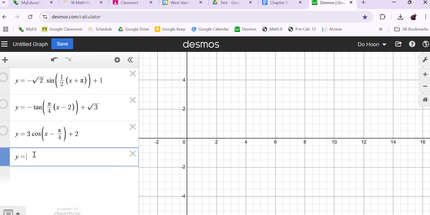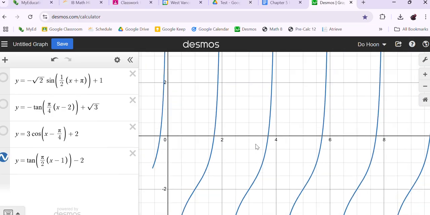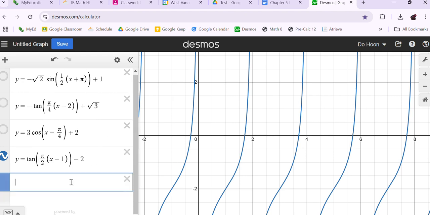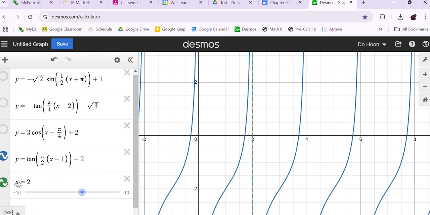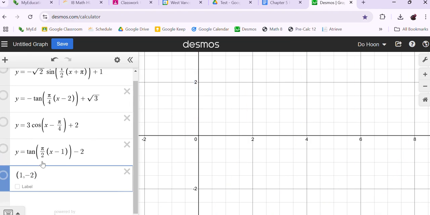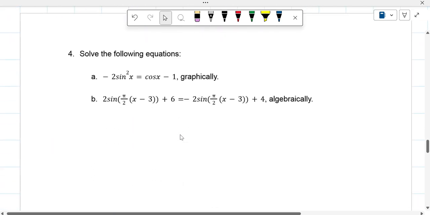Let's turn this off. y equals tangent of pi over 2, open bracket, x minus 1, close, minus 2. It's a bit harder to see, so let's zoom in a bit. Indeed, it seems like we have the vertical asymptotes at every 0, 2. You can see that by changing the grid line like that. So yes, there's a vertical asymptote at 2, at 4, and 6. That matches. And finally, we also have 1, -2 as my midpoint. So I'm happy with my graph. Question number 3 completed. Move on to question number 4.